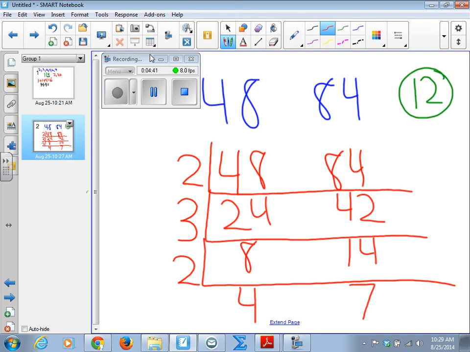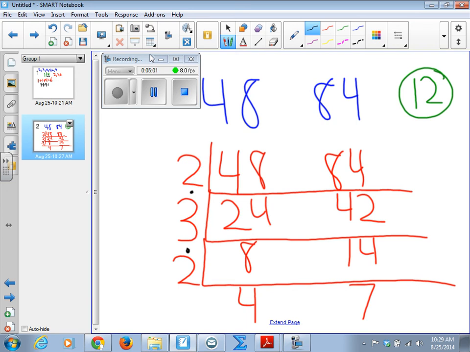So 4 and 7, they have no common factors. We're done. So to find the greatest common factor, we multiply down the left side. 2 times 3 is 6. 6 times 2 equals 12, which is the greatest common factor.